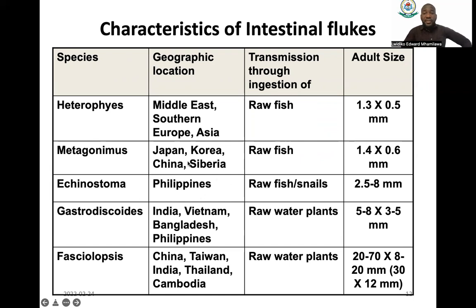Echinostoma, which is usually found in the Philippines, you can find through eating raw fish or snails, and that's slightly bigger, 2.5 to 8 millimeters. We have Gastrodiscoides, usually found in India, Vietnam, Bangladesh, and the Philippines, usually through eating raw water plants like watercress. You'll see these raw water plants in a moment, and these are slightly bigger, 5 by 3 millimeters. And the Fasciolopsis buski, the giant of them all, which is found in raw water plants, and this is a relative size.